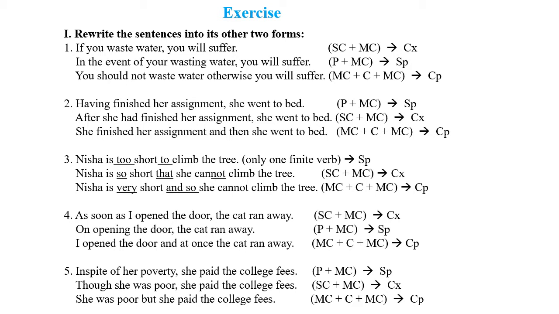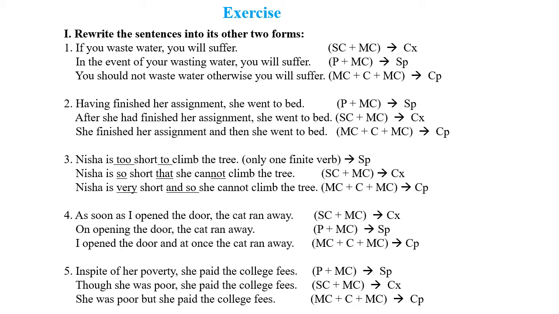Next, having finished her assignment, she went to bed. Simple sentence. Having is used; for complex, we have to put after plus subject plus had plus v3. After she had finished her assignment, she went to bed. This is complex. Compound: subject plus v2 plus and then. She finished her assignment and then she went to bed.